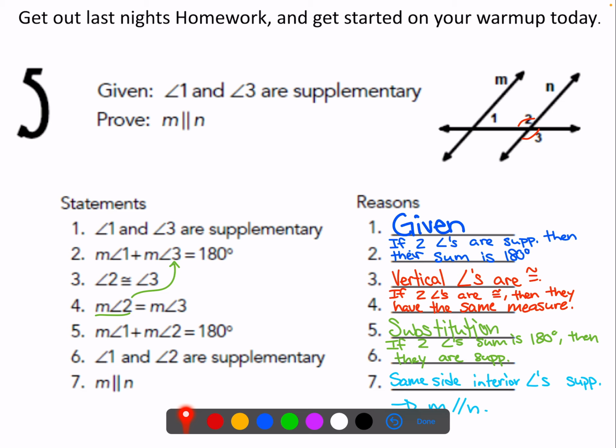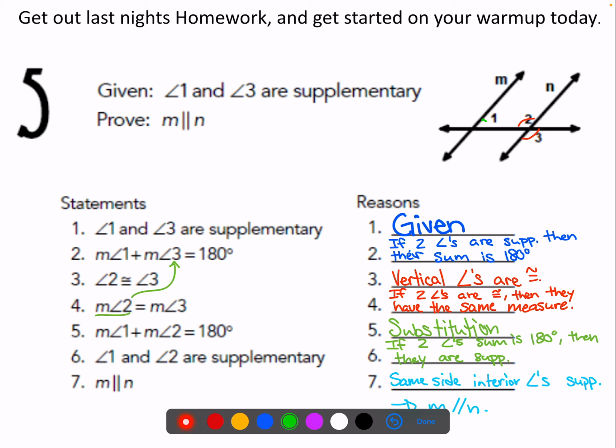Well, if angle 2 and angle 3 are the same, then I can just replace angle 3 with angle 2. So now instead of measure of angle 1 plus the measure of angle 3 equals 180 degrees, I now have the measure of angle 1 plus the measure of angle 2 is equal to 180 degrees. And I did that just because I substituted the measure of angle 2 in for the measure of angle 3. From here, if two angles' sum is 180 degrees, then I can say that they are supplementary. So angle 1 and angle 2 are supplementary because if two angles' sum is 180 degrees, taken from my previous statement, then they are supplementary angles, taken from my current statement.